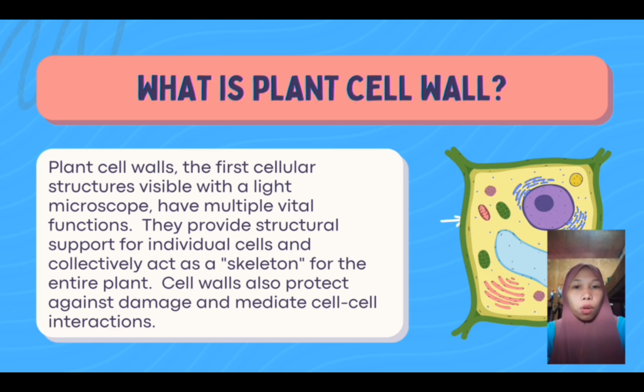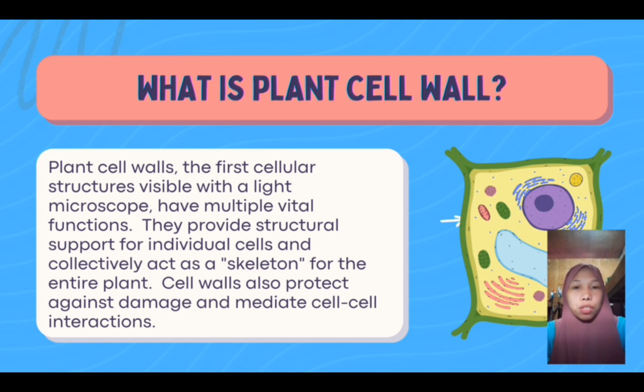So, plant cell walls, the first cellular structures visible with a light microscope, have multiple vital functions. They provide structural support for individual cells and collectively act as a skeleton for the entire plant. So, cell walls also protect against damage and mediate cell-cell interaction. So, the plant cell wall is outer layer ng plants or plant cells na madaling makita gamit ang light microscope. So, it serves many important functions.